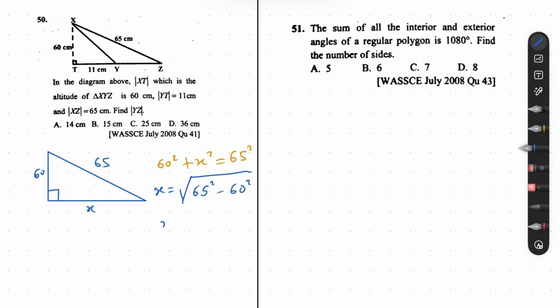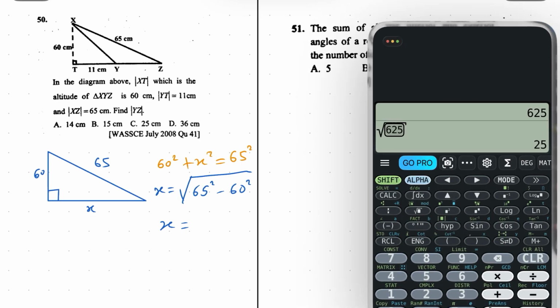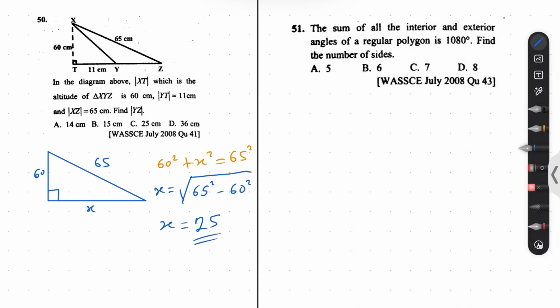So x will give us, let's use our calculator. 65 squared minus 60 squared. That will give us 25. So x is 25. Cool. Now we know our value of x. But we are not looking for x. X over here is the total of tz.